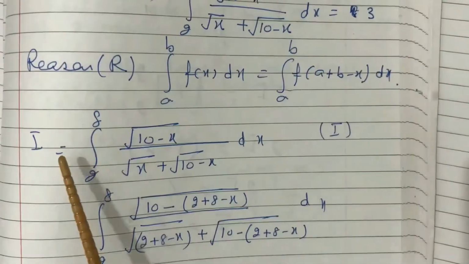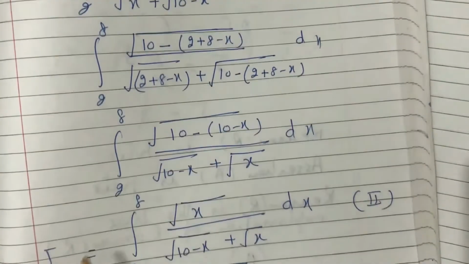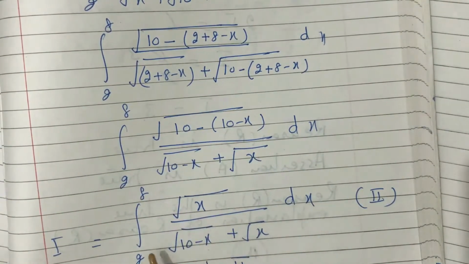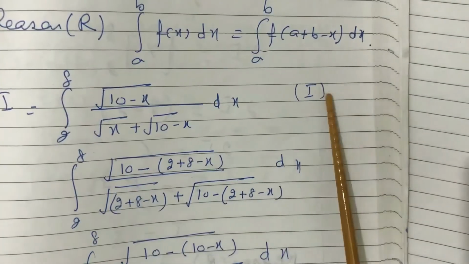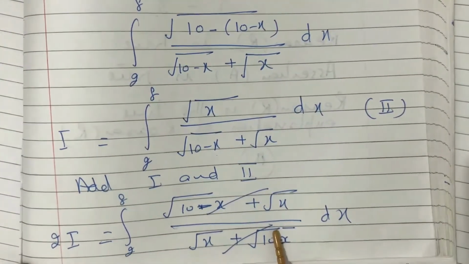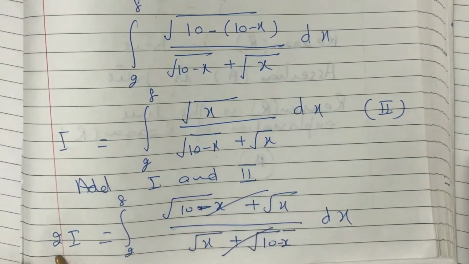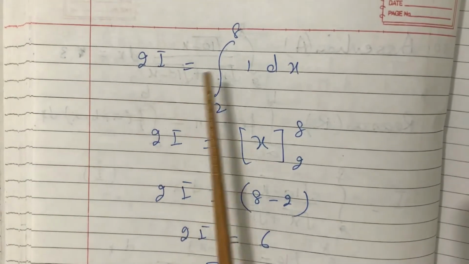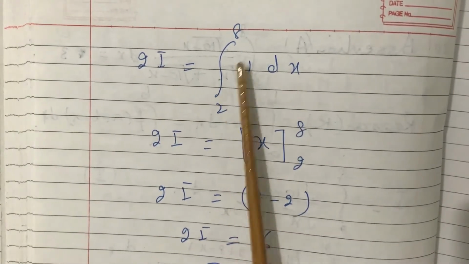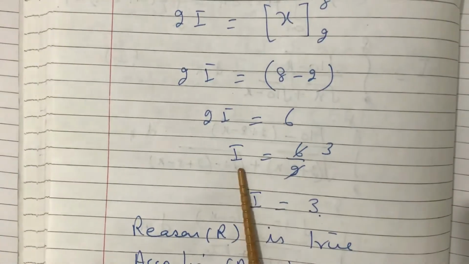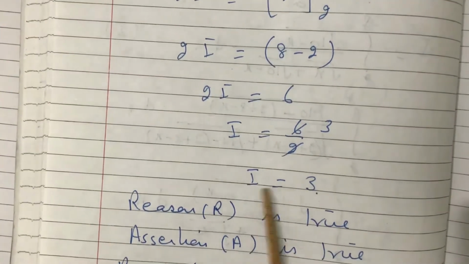And here I have taken this as 1, and the original as I. Now here I is equal to integration of root x upon root x plus root 10 minus x dx from 2 to 8. Add 1 and 2. After adding, we will get this, and this is cancelled, and here we will get 2I. So on the next page, I'll solve this. Now here 2I is equal to integration of 1 dx from 2 to 8. After solving this, I'll get 2I is equal to 6. So I is equal to 6 by 2 is equal to 3. So the value of I is equal to 3.